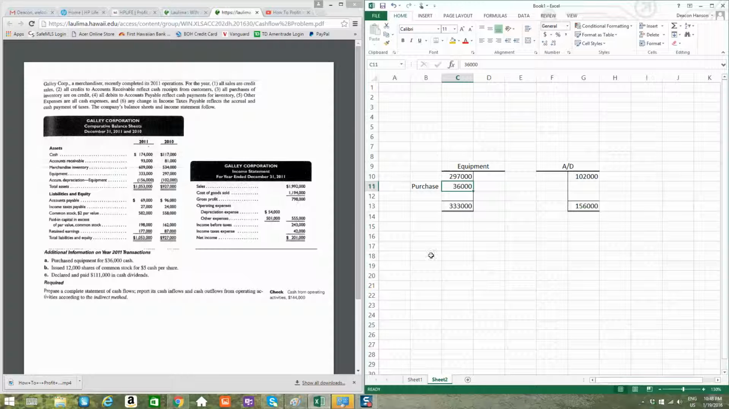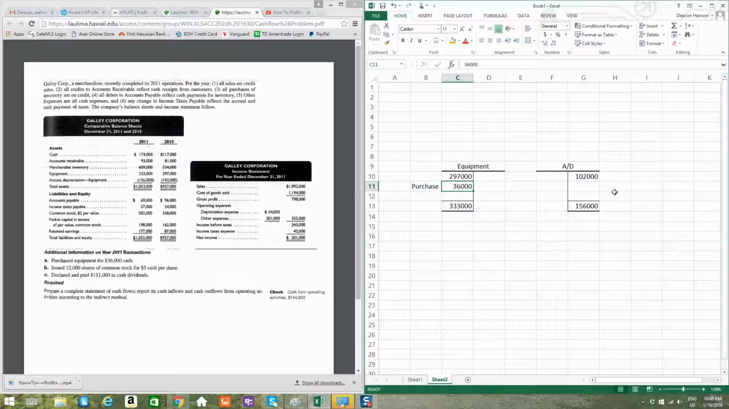Now, sometimes the problem is set up where you have to fish something out. They don't give you all of the information or all of the reasons why the account changed, and you end up having to find something that happened. It could have been a disposal of a piece of equipment, and that would be a credit that you back into. Okay, so in this case, it's a simple problem.